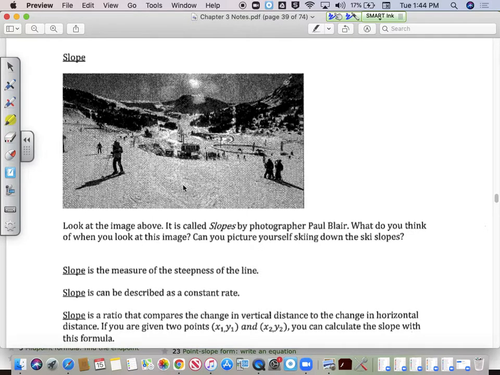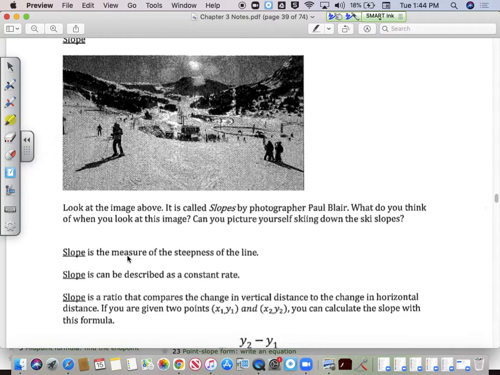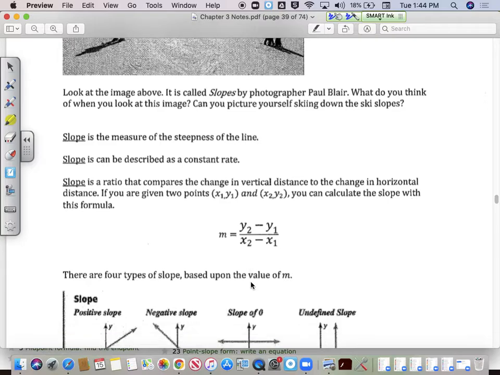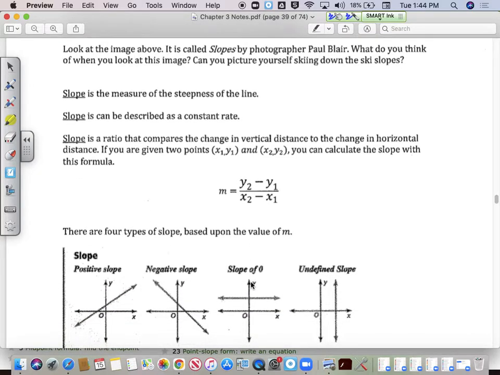So slopes are how steep lines are. And what we're going to do now is look at how we find the slope, how we find the steepness of a line. So slope is the measure of the steepness of a line, and it is described as a constant rate. Now, I know when you're in real life and you're on the bunny slope or a black diamond, the rates of change for those might change a little bit because there might be a steeper part of the hill or the mountain and then a not as steep part.